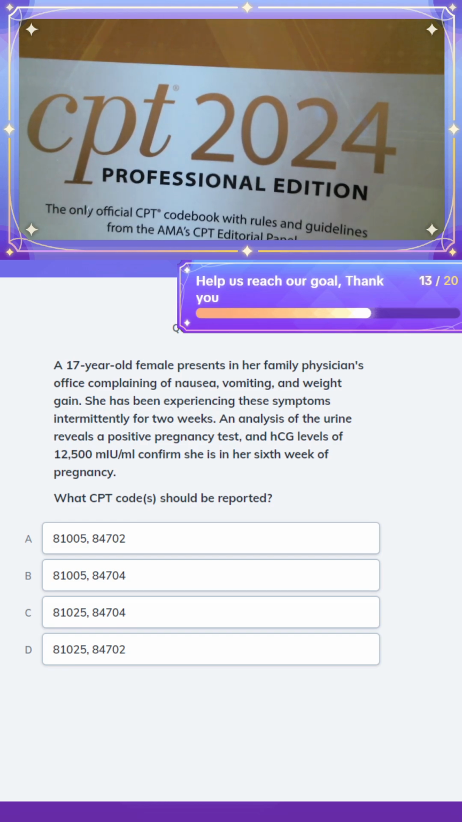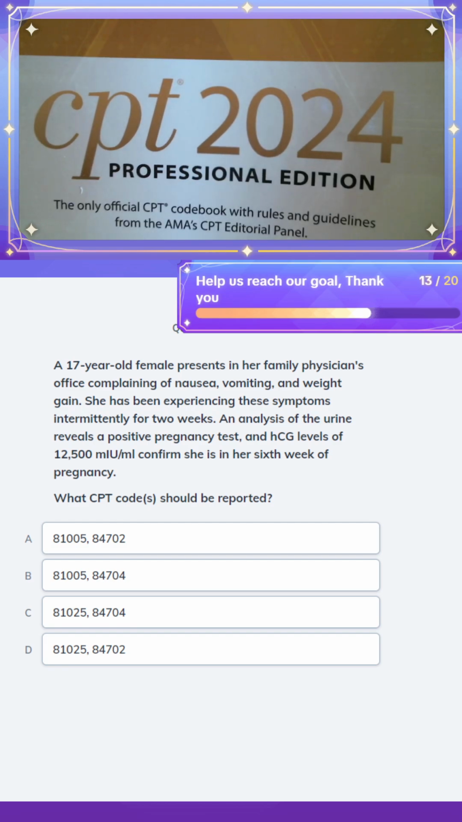Can you guys see the exam question that I have just below here? It starts out with the 17-year-old female presents to the family physicians. Can you guys see it? And can you guys hear me? This young lady has some nausea, vomiting, and weight gain.